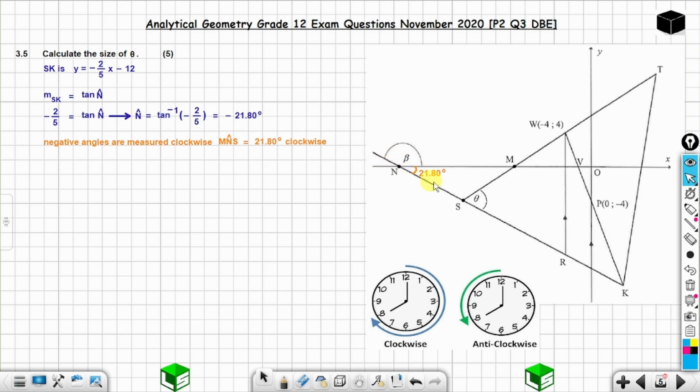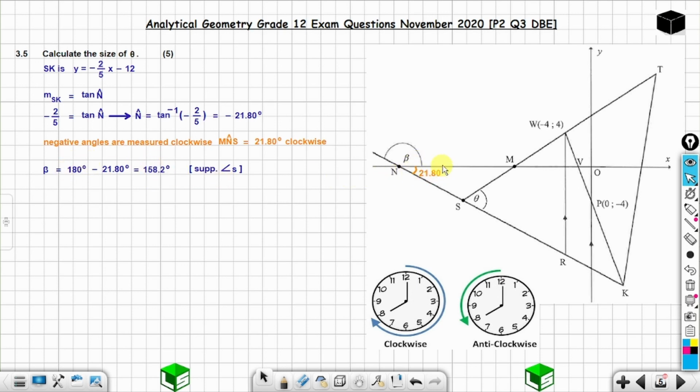So after finding this angle, now you can find this angle. This is a straight line. Remember, the sum of angles on a straight line is equal to 180. So this angle is equal to 180 minus this. You're going to have 158.2. The reason you can give is supplementary angles, or angles on a straight line.